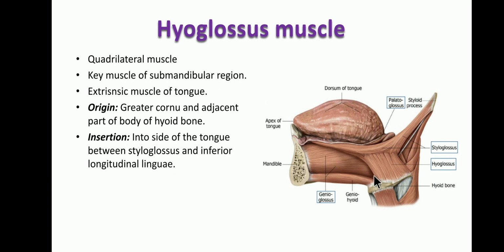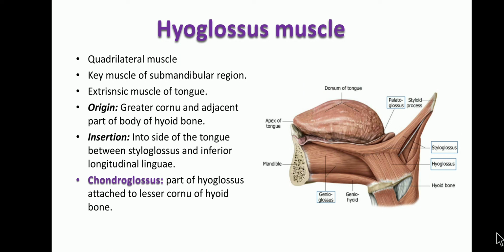The main action: when the muscle contracts, it makes the dorsal surface convex, and it also retracts, pulls back, the tongue. That is, it also pulls back the protruded tongue. Sometimes a part of the hyoglossus might originate from the lesser horn of the hyoid bone, and that is called the chondroglossus.